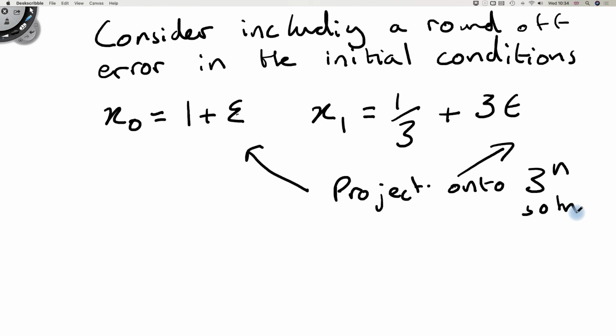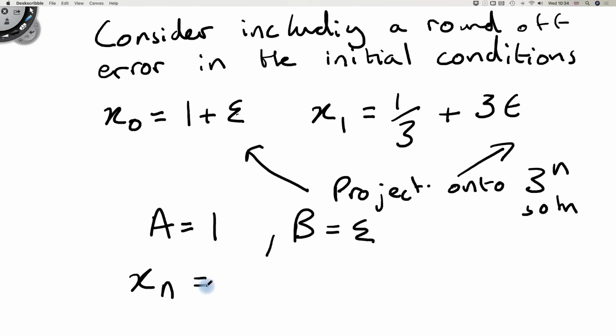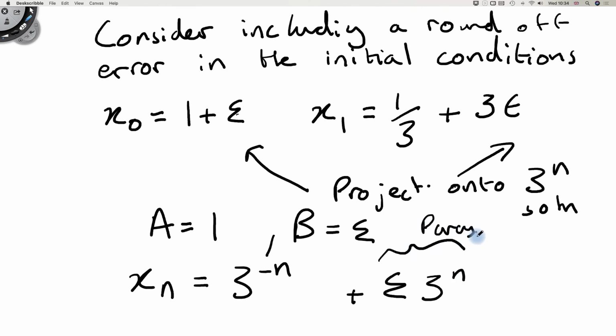So when we repeat that and evaluate our constants, it means that A, our constant, is still 1, but now B, which before was 0, is epsilon. So our solution now has a decaying bit, but it also has this unhelpful bit. This is sometimes called a parasitic solution or instability.